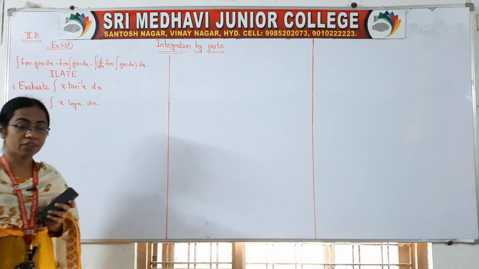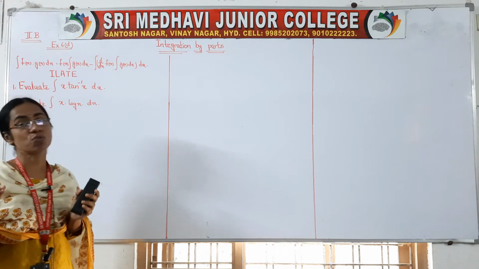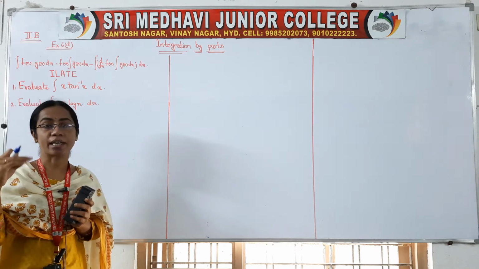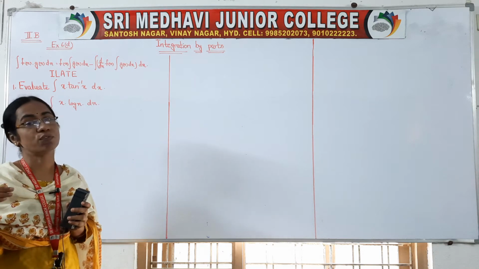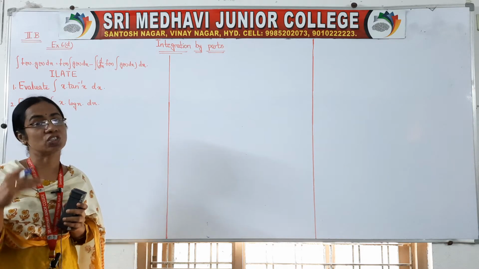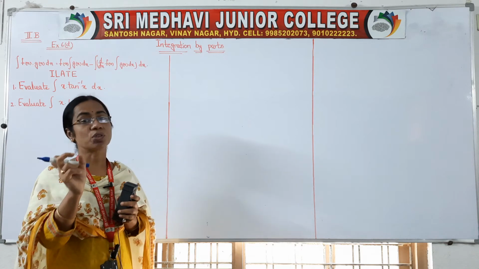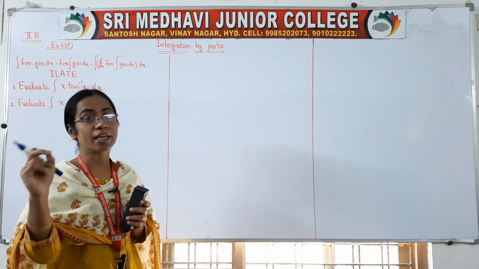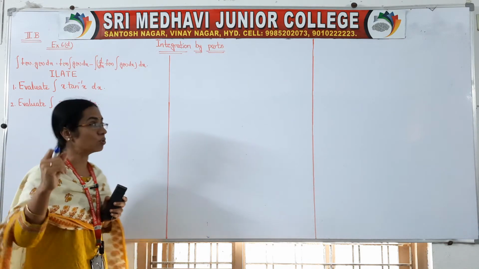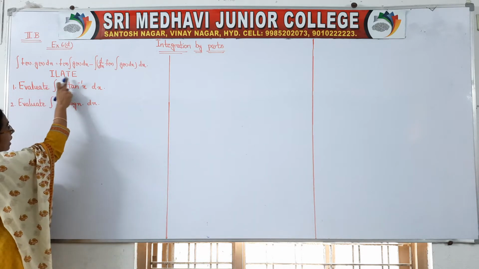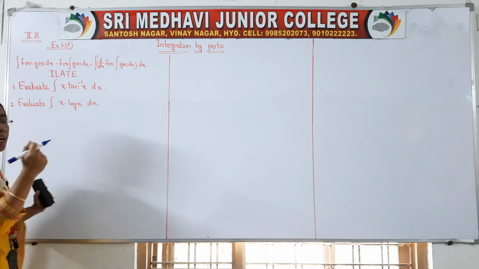Now, one more thing. Suppose the given problem is a product of two functions. We cannot directly take the first function as f of x and the second function as g of x. According to one rule, we have to choose the first function and the second function. Which rule? We have to follow ILATE. What is meant by ILATE?